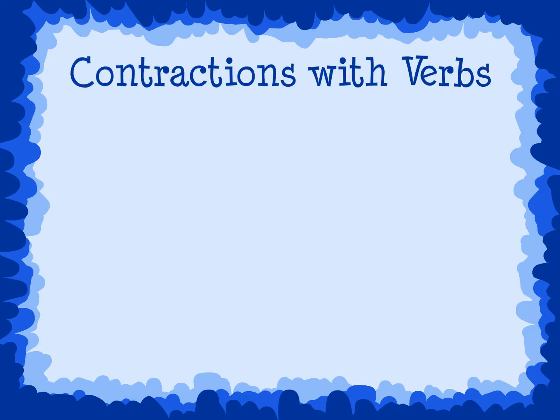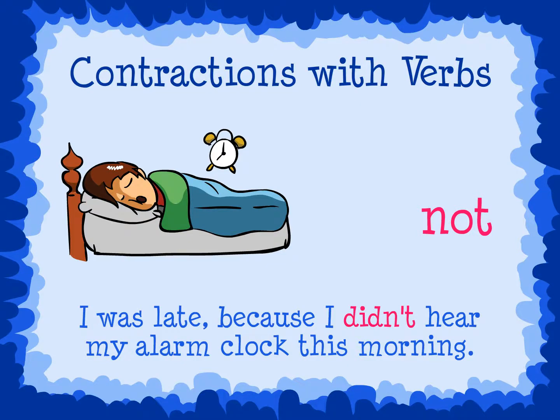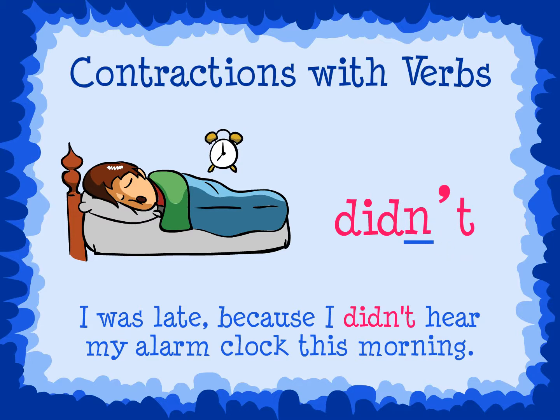Contractions can also be used with verbs. Contractions formed with verbs usually use the word not. For example, I was late because I didn't hear my alarm clock this morning. Didn't is the contraction of the words did not. The apostrophe takes the place of the letter O. Also, notice that the N is before the apostrophe.